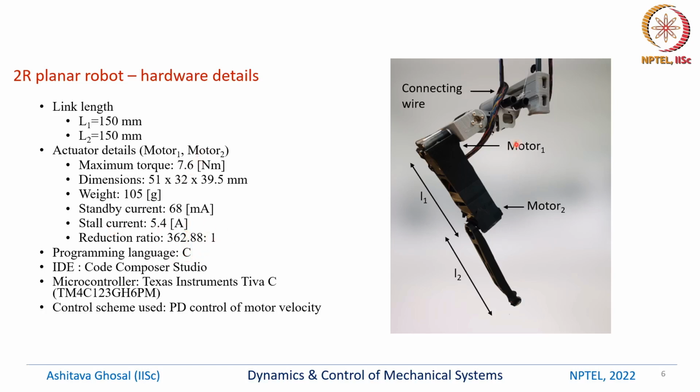The programming language to control these motors is C. This can be done using Code Composer Studio. The microcontroller is a Texas Instruments Tiva C, which has these numbers, and the control scheme used to control the motion of these motors is PD control of motor velocity.